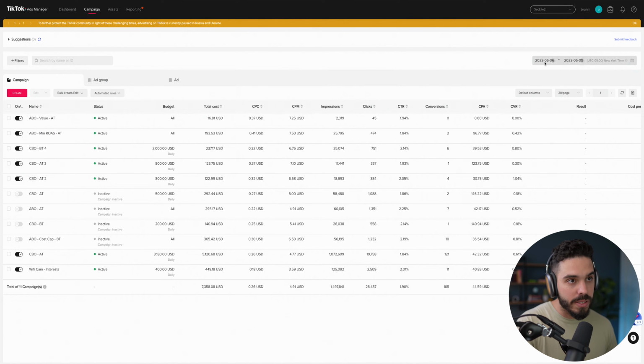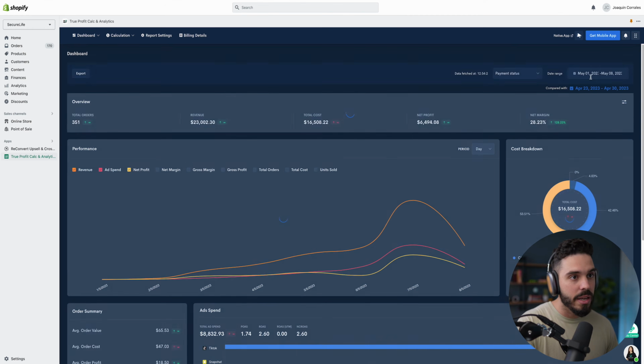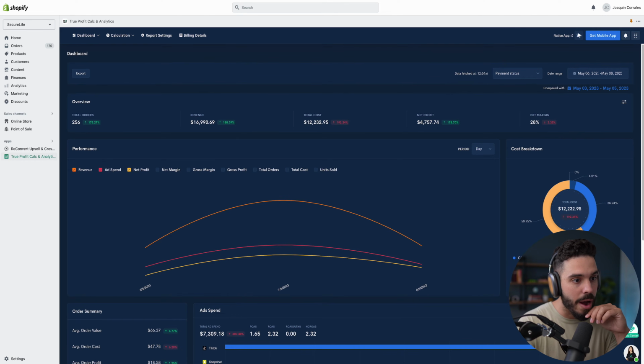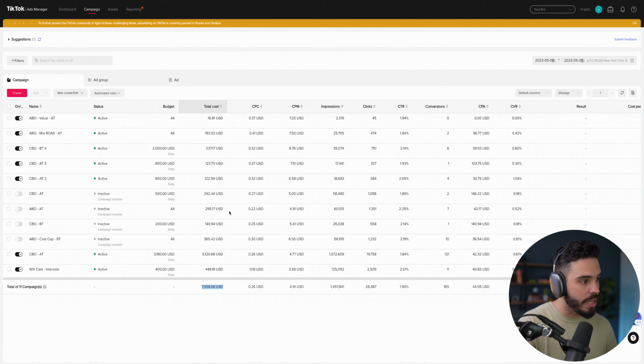We can see that from the 6th to today, we've spent $7,300 on ads. And if we come to this tool that we're using to track profit, you see that we have $7,300 in ad spend throughout those days. So that checks out exactly, right? This is the ad account that we've been using since we really started scaling.